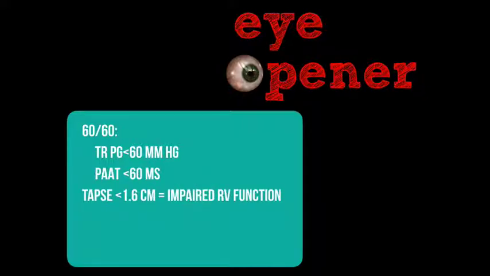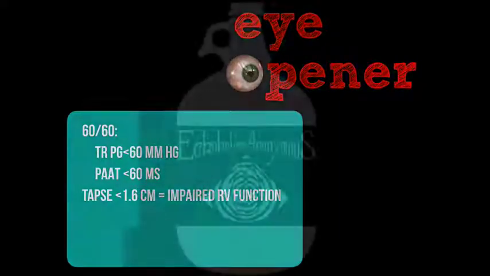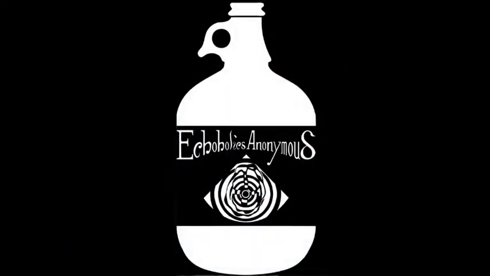TAPSE is a measure of RV systolic function, and if it's less than 1.6 centimeters, that is an impaired RV systolic function, and just be cautious with fluids in those people, especially if the IVC already appears dilated and is not collapsing. All right, that is it for the first eye opener.